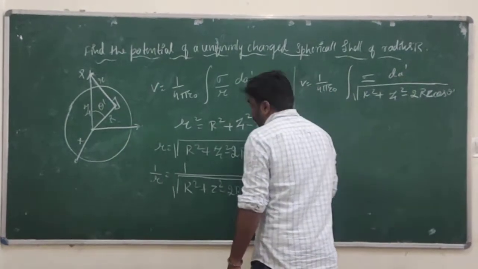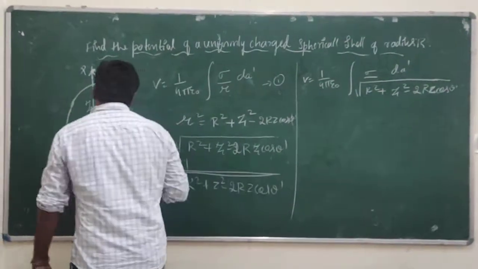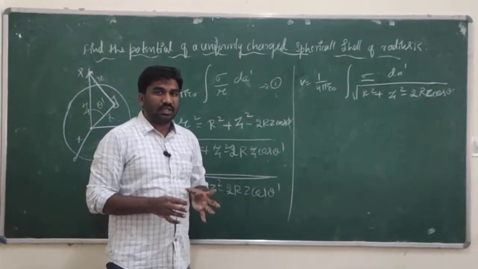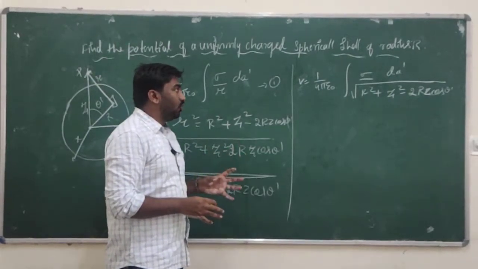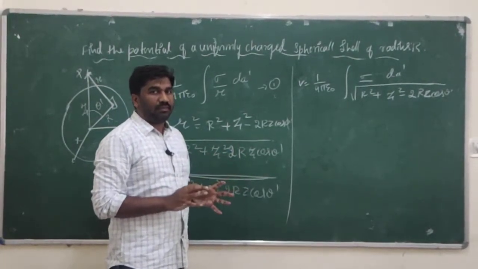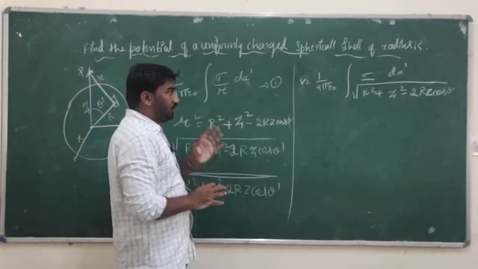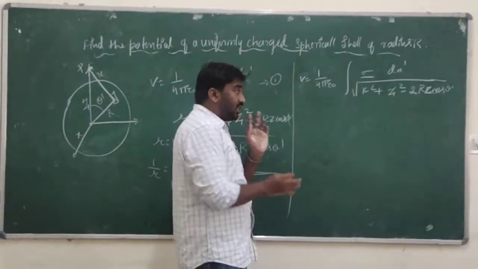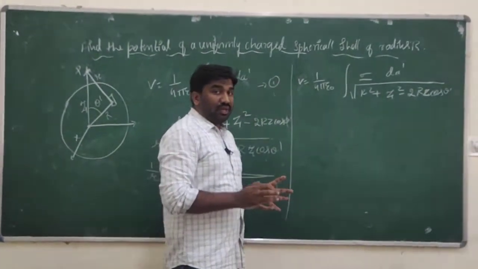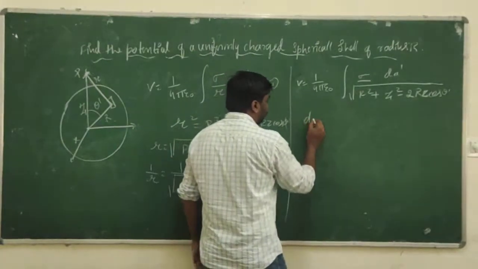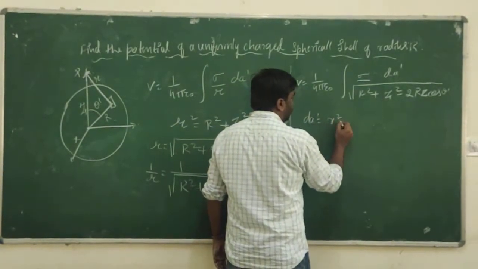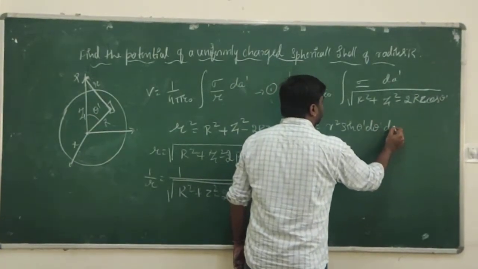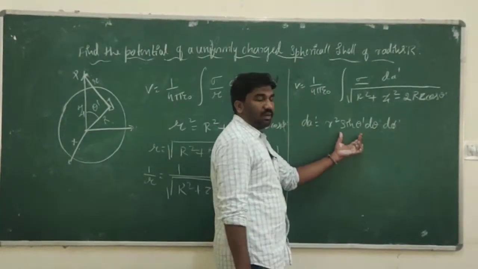For this problem I am going to take spherical polar coordinates. I am going to express this equation in spherical polar coordinates, because it is very easy for us to simplify. Instead of Cartesian coordinates, I am going to take spherical polar coordinates. In spherical polar coordinates, for the area element dA dash, we know that it is r square sin theta dash d theta dash d phi dash. So this is the area element.